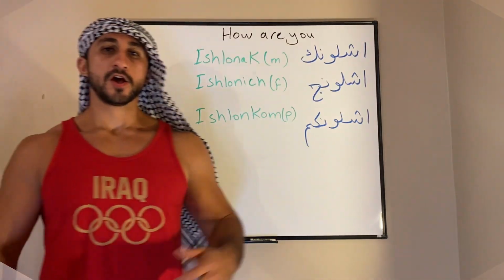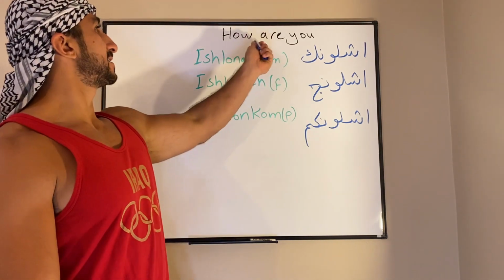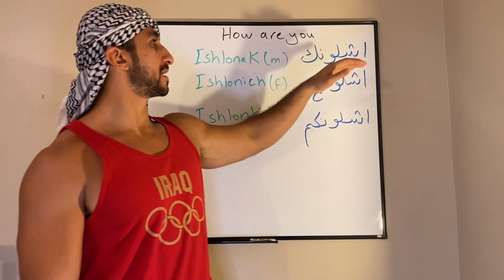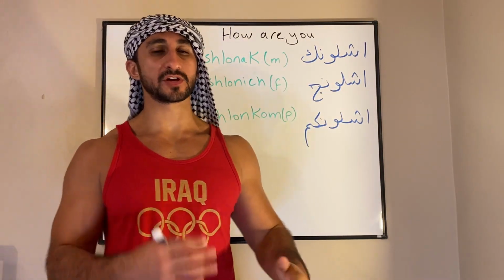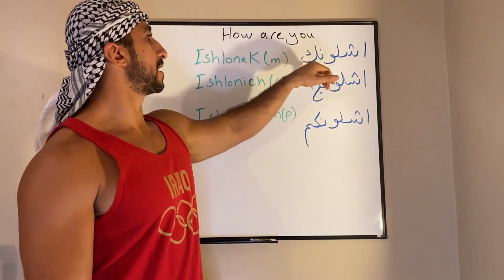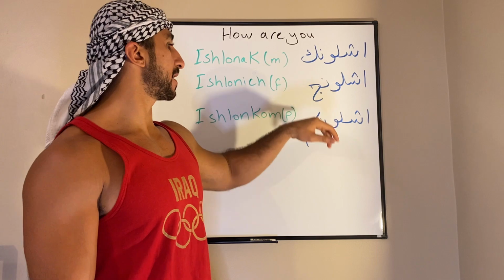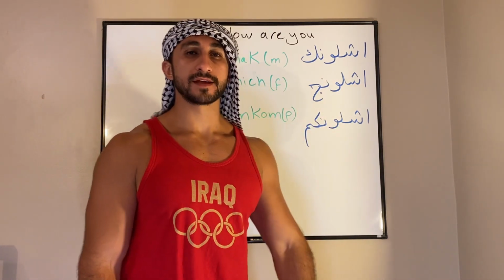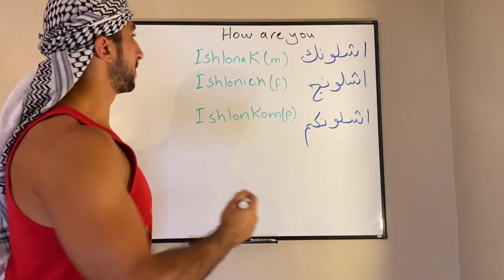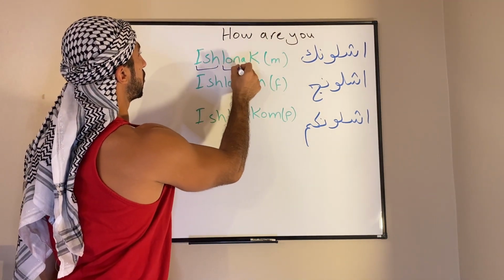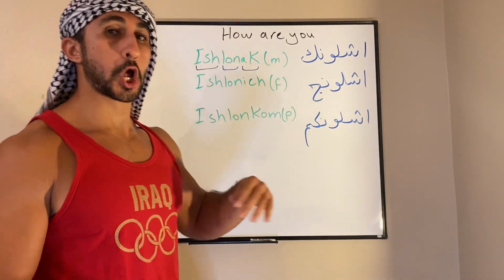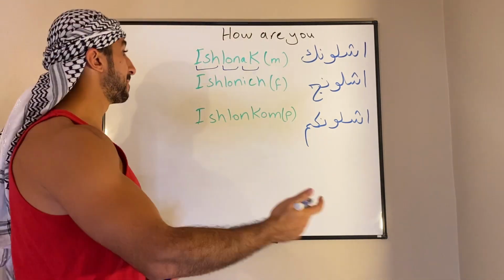All right, as I mentioned earlier, I taught you guys how to say how are you last time. But now I want to touch base on it again because I want to use it for some examples. Today I wrote how are you for male, for female, and then for plural. So let's practice it again. We have ishlonek, how are you for male. And as I mentioned last time, this literally means what is your color. So ishlonek is for male when you ask a male.